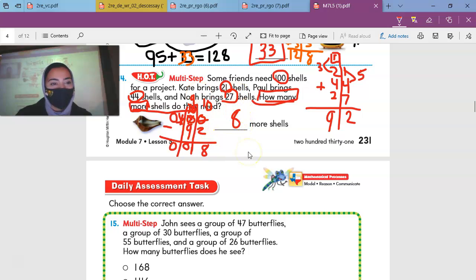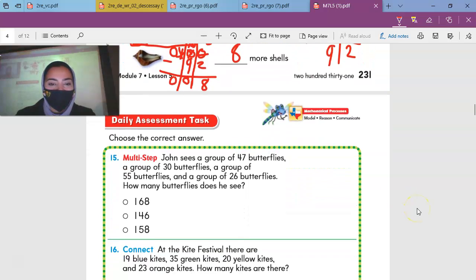What's your answer? 8. Okay, that was the hard way to find that out. The easier way is you can count up from 92 to 100 and see how many that makes. 92, 93, 94, 95, 96, 97, 98, 99, 100. 8. So those are 2 ways to do that. But I did want to introduce this subtraction to you because you are going to start seeing it in the next few weeks, okay? All right, if you have any questions, please let me know.